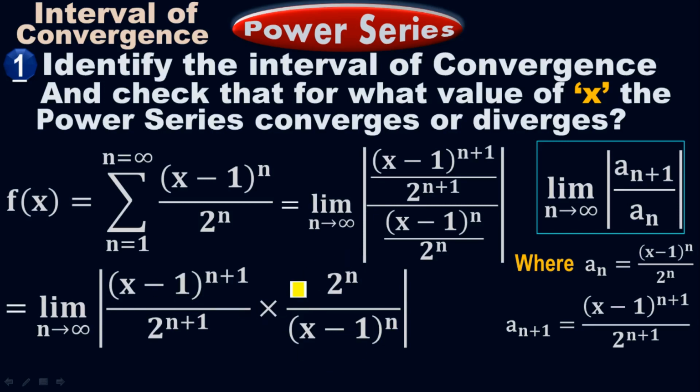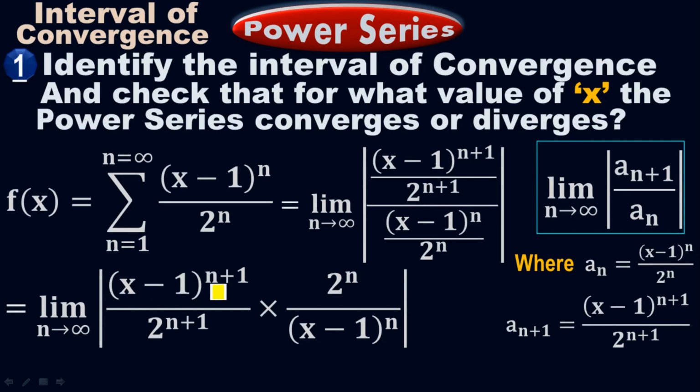Now I need something to be cancelled in the numerator and also in the denominator. So I'm going to do some modifications here. When you look at this term, (x minus 1) to the n plus 1, it is exactly like a to the n plus 1. So can I write it in the form of (x minus 1) to the n times (x minus 1) to the 1? Suppose my x minus 1 is a.